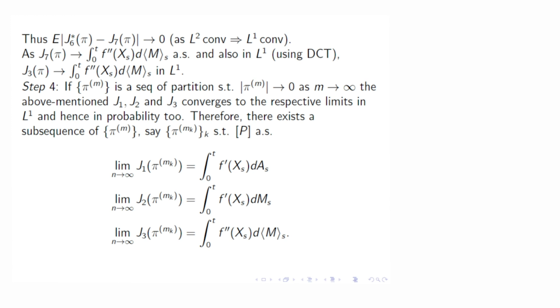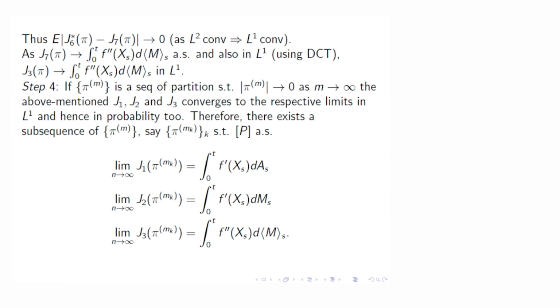Initially I have not fixed any particular sequence of partitions. But if we have such convergence for some sequence of partitions in L1, then of course for that particular sequence there is a subsequence, which we call pi superscript m, for which the mesh converges to 0 as m tends to infinity. Along this subsequence of partitions, J1, J2, J3 all converge to the respective limits. So this is actually the sequence m, but m_k is the subsequence, and along this subsequence m_k the convergence is almost sure.